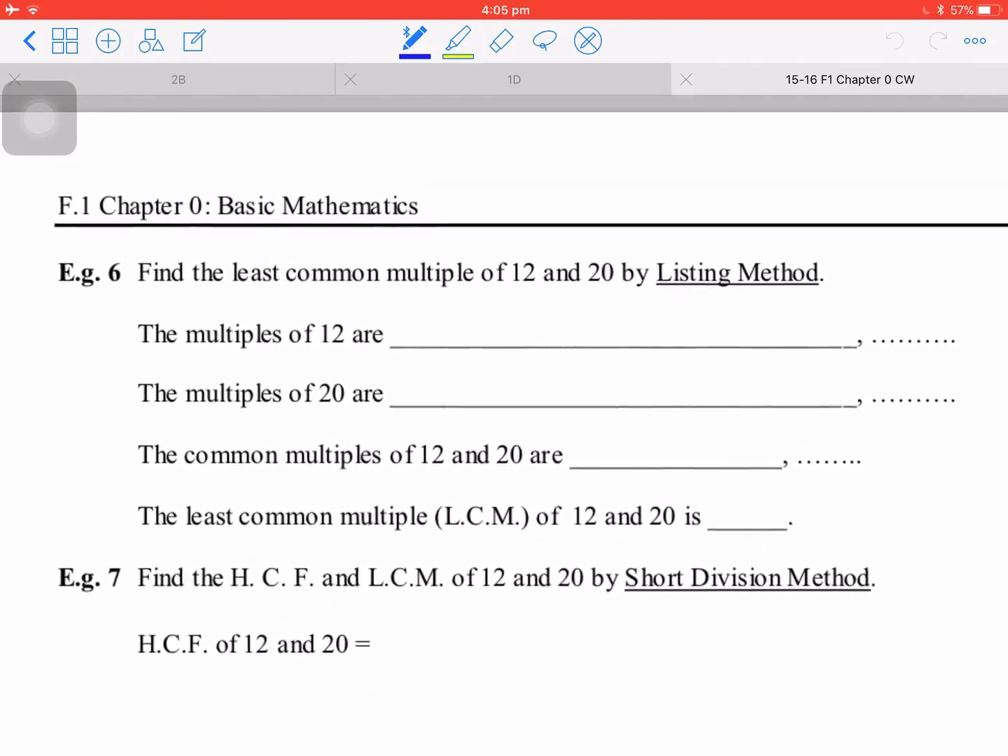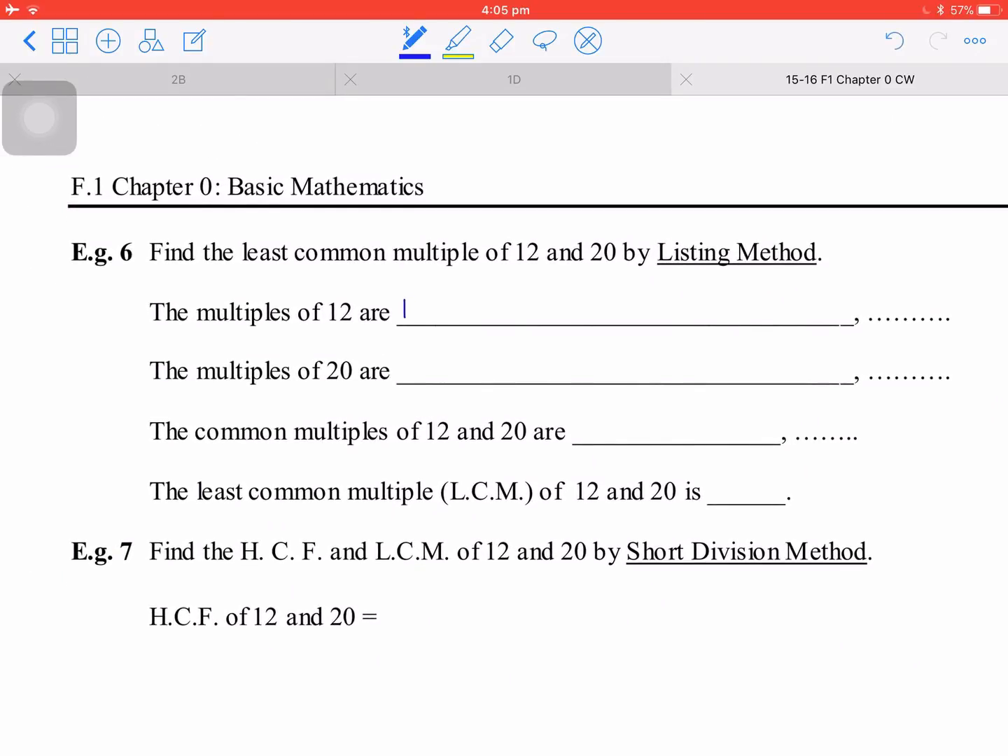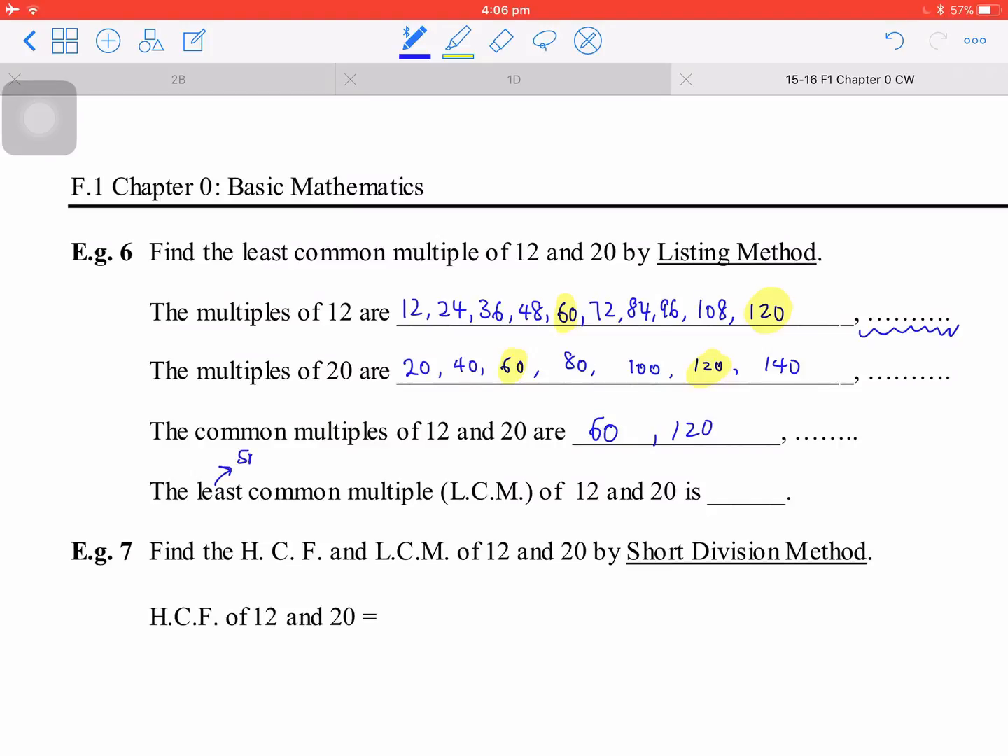Okay, so let's see some example again. For 12, you have the multiples, that means 12, 24, and then 36, 48, 60, 72, 84, 96, 108, 120. And the dots mean and so on. For 20 there will be 20, 40, 60, 80, 100 and 120, and then you can find out what they have in common will be 60 and 120. So you just put down here 60 and 120. And for the least, that means the smallest, that will be 60, because 60 is the smaller option.